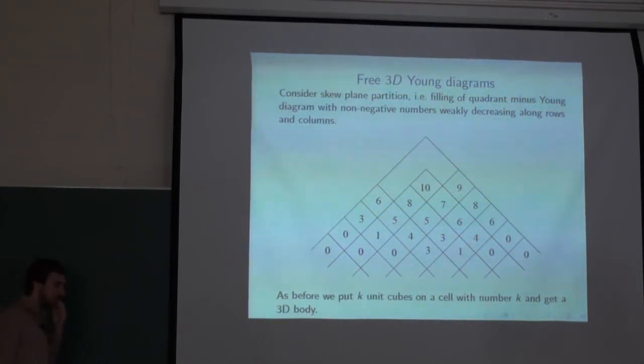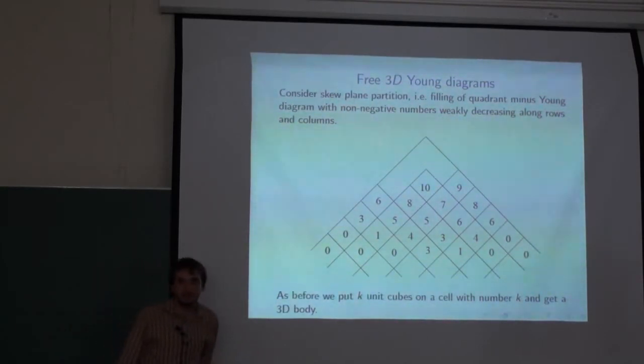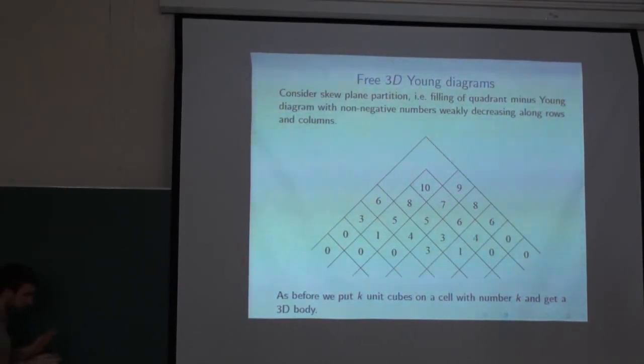Now let's come to yet another model, which again Alexei briefly mentioned. These are free three-dimensional Young diagrams. Recall that first we were speaking about box plane partitions. Our plane partition was sitting in a box, which made it possible for us to speak about the uniform probability measure, because there were just finitely many 3D Young diagrams. Now we want to remove this condition of fixing a box. We want to speak about arbitrary random 3D Young diagrams.